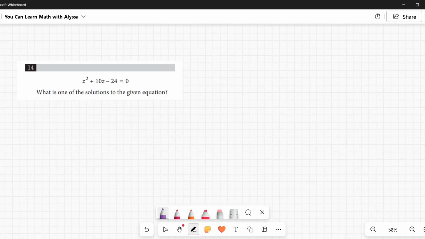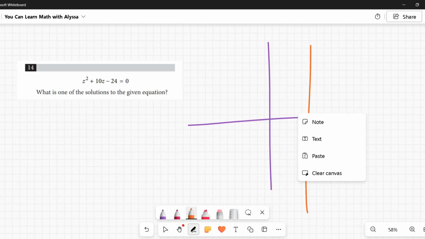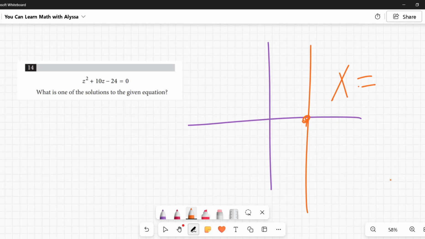So this one, you might notice it doesn't equal y, it equals 0. So when you graph it, you're going to get straight lines if there are solutions, up to 2. Could be 1, could be no straight lines. But because it equals 0, you're just going to get vertical lines. And those vertical lines are going to be equal to x equals a number. And that number is your solution.